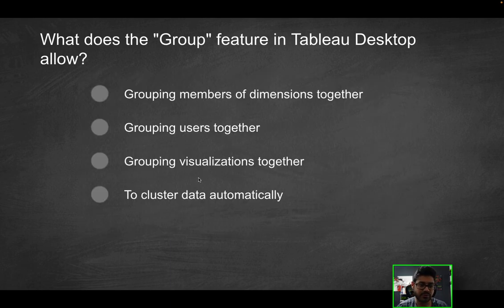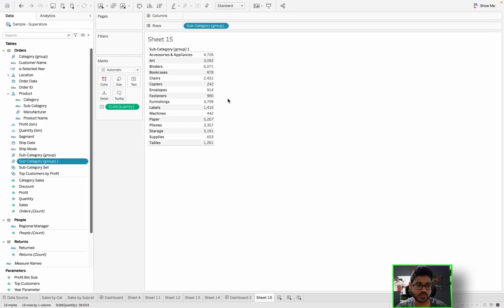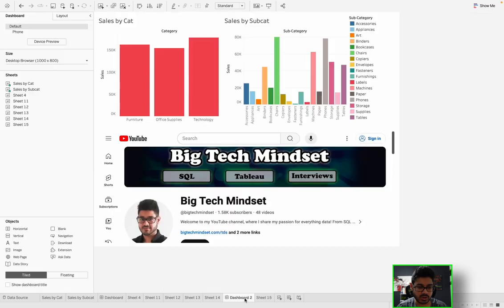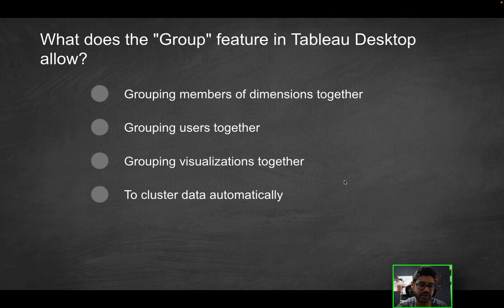Third option, grouping visualizations together. Again, that's not something we did here. This has been just one visualization from the beginning. All we did was consolidate those members into a single group. If you were talking about consolidating views, it would probably be something like a dashboard where you use containers to group visualizations together, but that's not really an official feature or terminology that you'd use. Last option, clustering data.